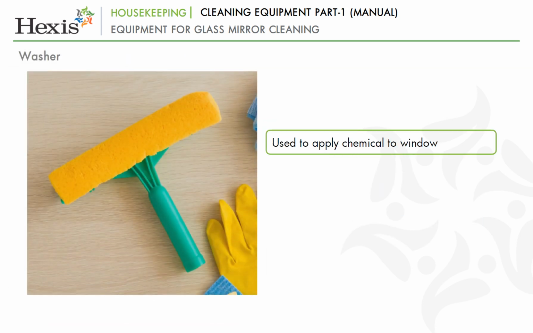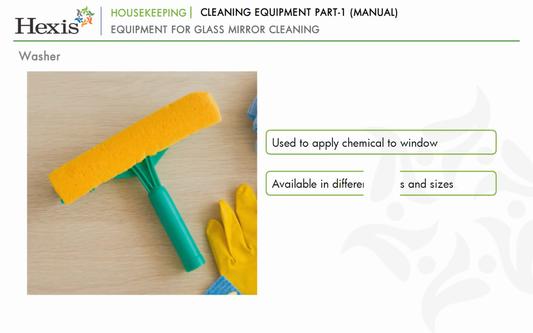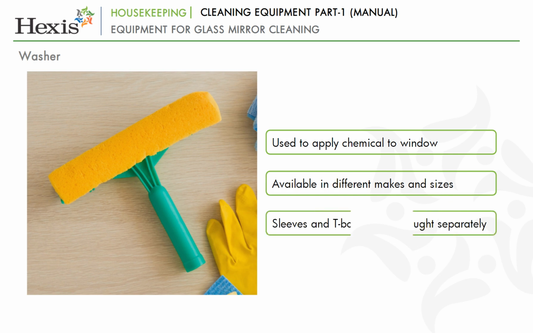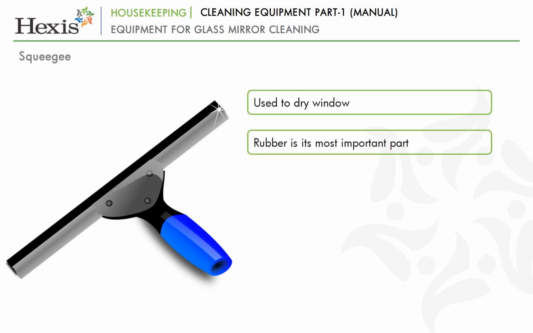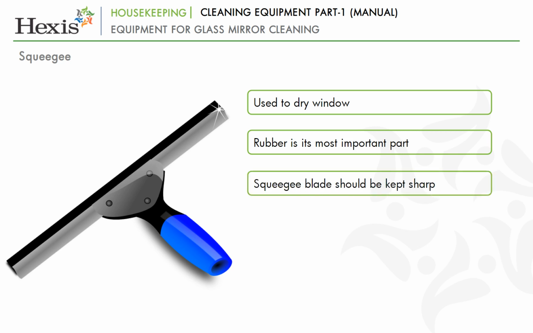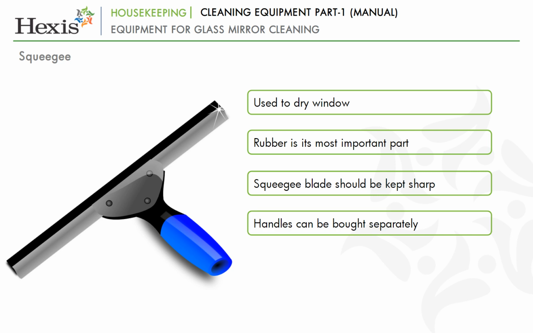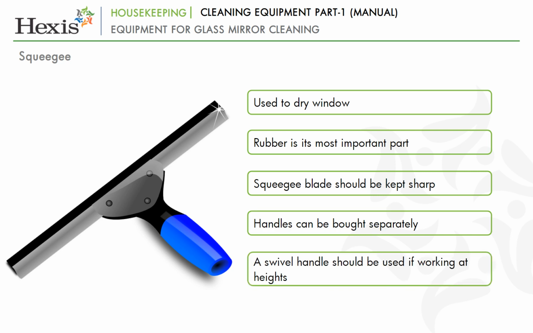Washer is the tool used to apply the chemicals to the window. They come in all different makes and sizes, and the sleeves and T-bars can be bought separately if so desired. Some sleeves have abrasive pads, some are microfiber, and some are general cotton. Squeegee is the tool used to dry the window and get that streak-free crystal finish. The rubber is the most important part of the squeegee. Keep the squeegee blade sharp and free of any nicks or cracks. Handles can be bought separately from the channel and rubber, and make sure to have a swivel handle if you are expected to be working at heights.